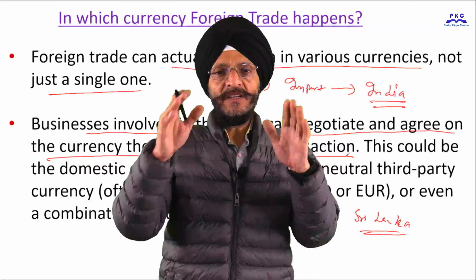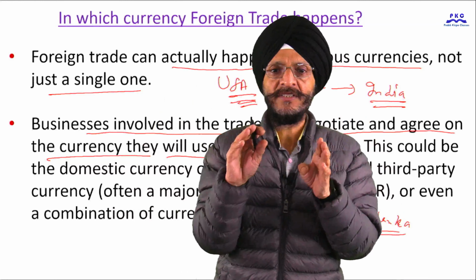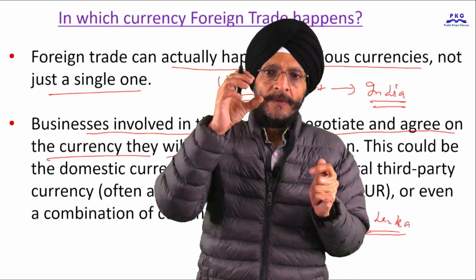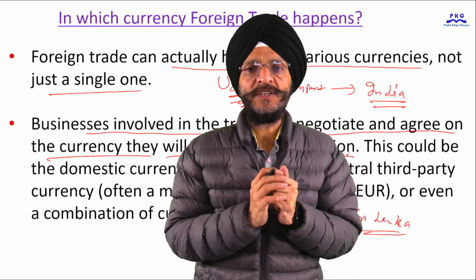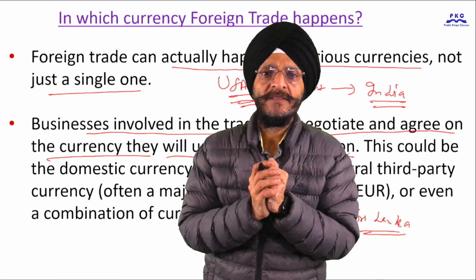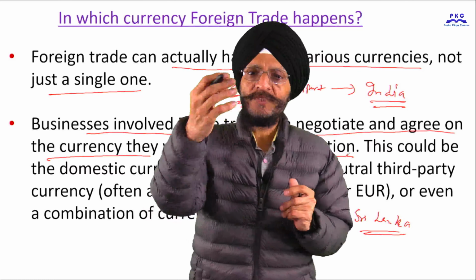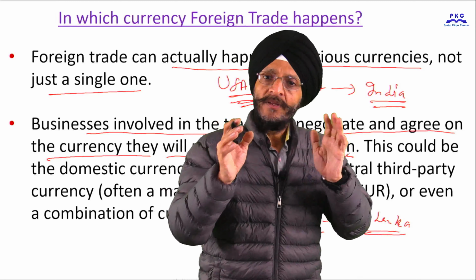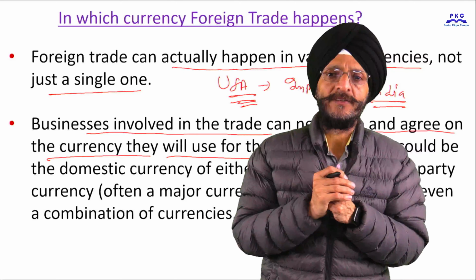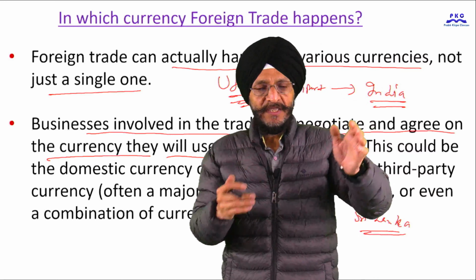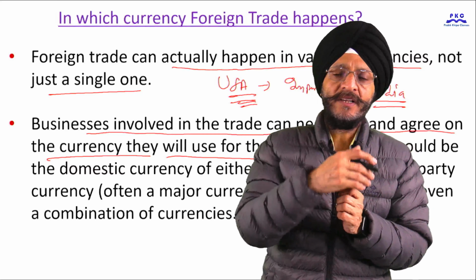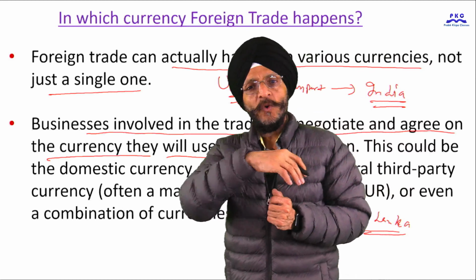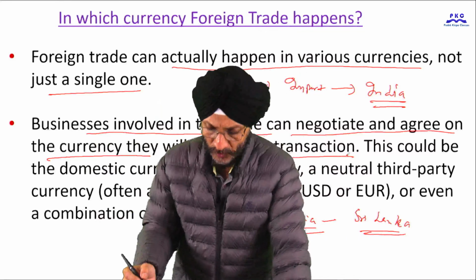Sometimes there are also trade agreements between countries that, for the purpose of promoting their respective currency, they will accept the currency of the other country for import or export. But it is generally not of binding nature. The businesses may agree with each other that they may accept the currency of the importer country, or the currency of the exporter country, or any other third currency which may be US dollars.